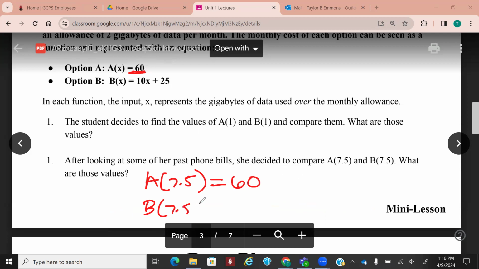For B, we're going to plug in 7.5 into our equation. You would type that into your calculator: 10 times 7.5 plus 25. So sorry, that's 100. I knew that felt wrong. So that's 100, so B of 7.5 is larger.